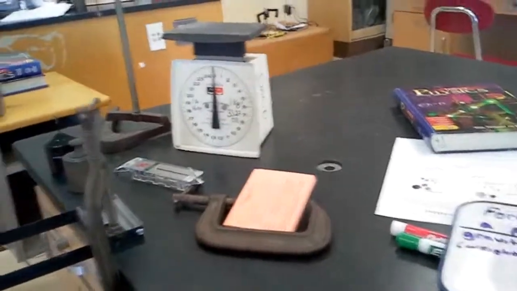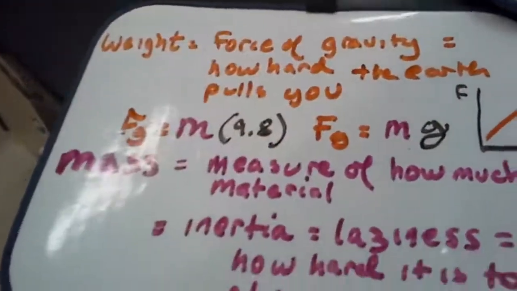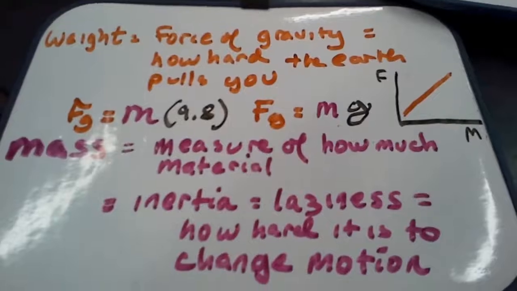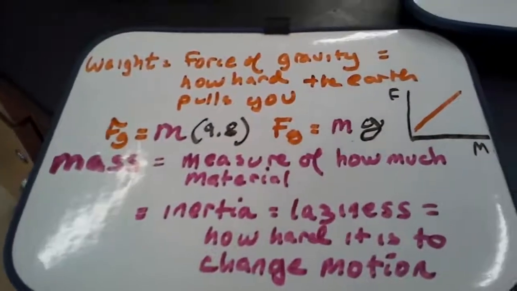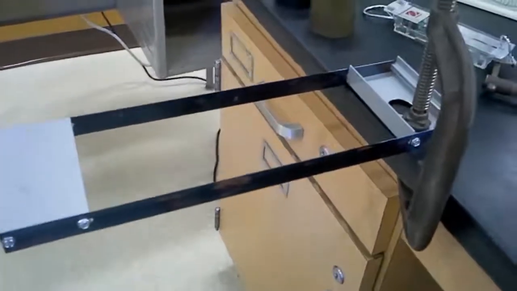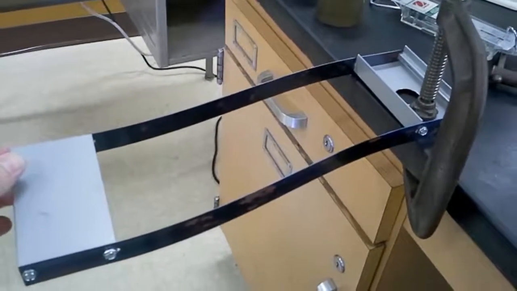So here's a couple more definitions. Weight, the force of gravity, is literally how hard the Earth is pulling on you. In order to demonstrate what mass is, I've got this device here called an inertial balance. And it's basically just a couple of pieces of metal held together by hacksaw blades.